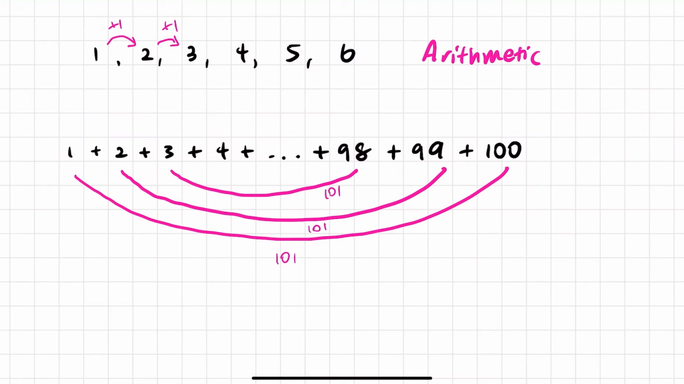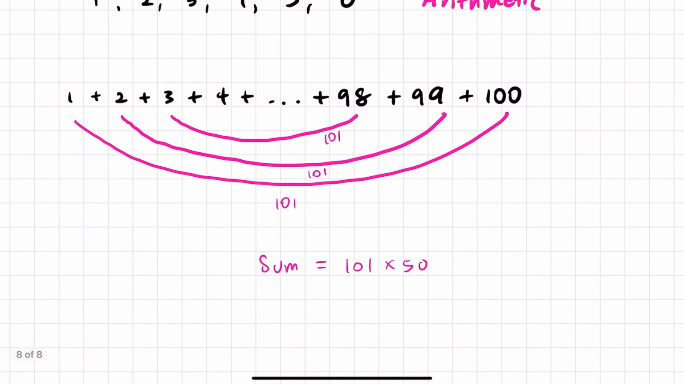So we can say the sum is 101 times 50 pairs. Okay, so whatever this value turns out to be. So using this pattern, we could apply this to any other arithmetic series.